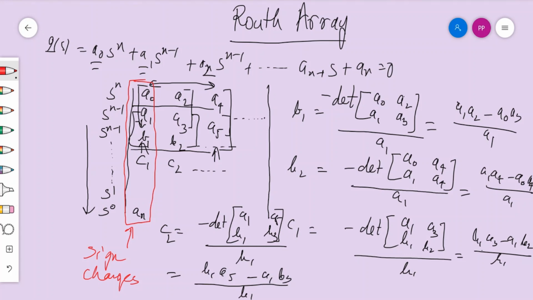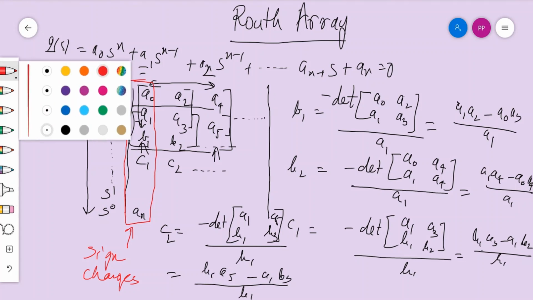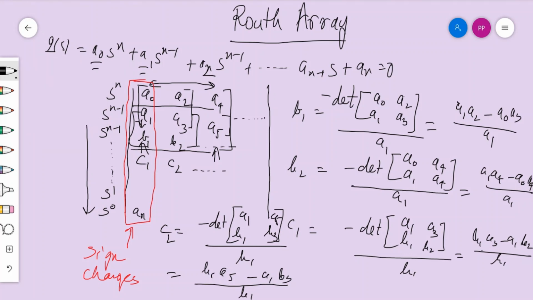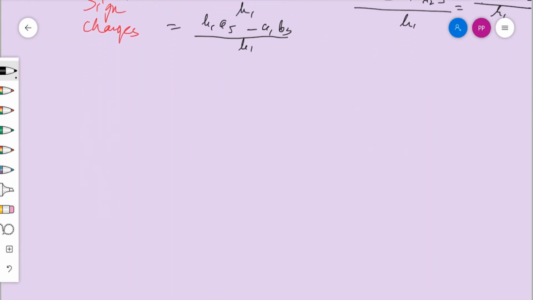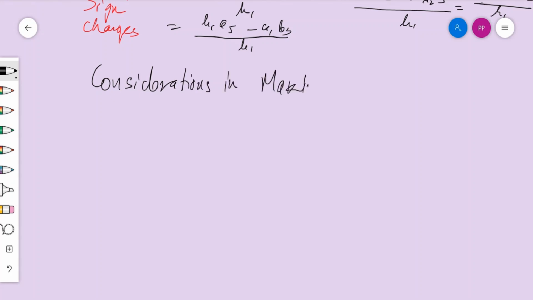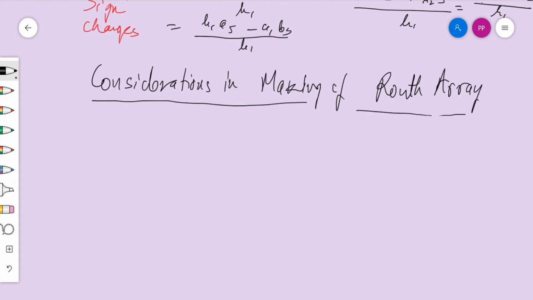So when we are making the characteristic equation and further we go up to the Routh array, we have certain considerations. So what are those considerations? Considerations in making of Routh array. What are those considerations? Consideration number 1, the missing coefficients may be taken as 0.